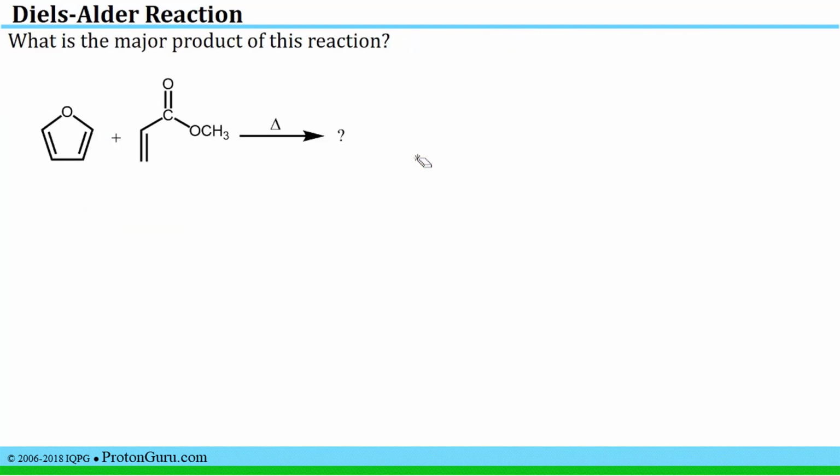One of the more challenging types of questions for a lot of students who are first studying the Diels Alder reaction are reactions in which one of the starting materials or both are cyclic. So here's a question involving a cyclic starting material and an acyclic starting material, and it's asking us which is the major product of this reaction.